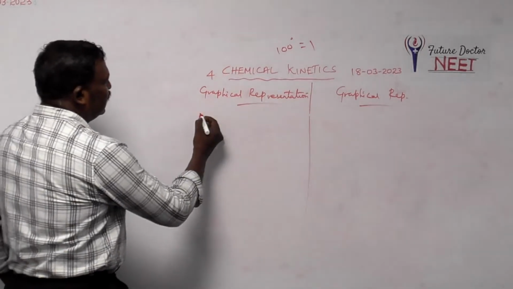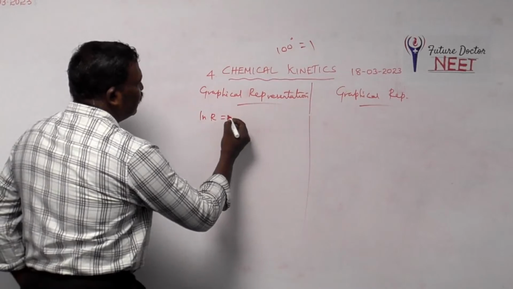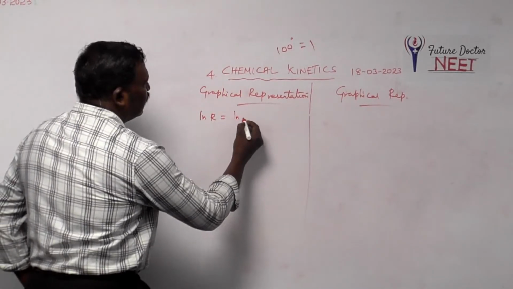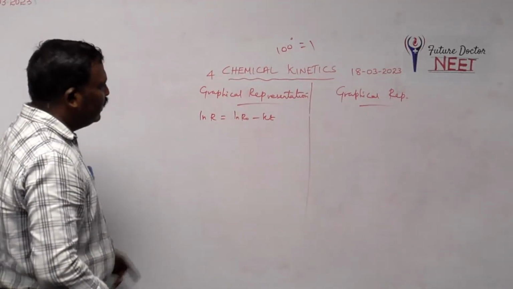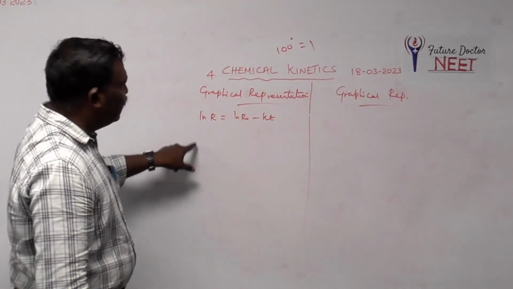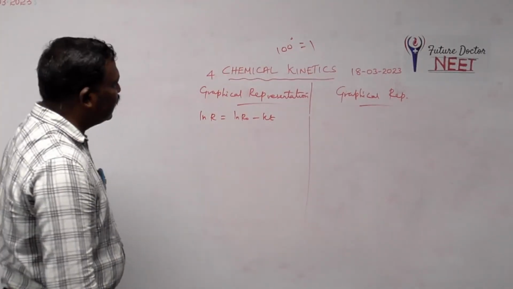See, before you study this, you must know this. ln R is equal to ln R naught minus kt. This will come when you do the derivations. ln R is equal to ln R naught minus kt.